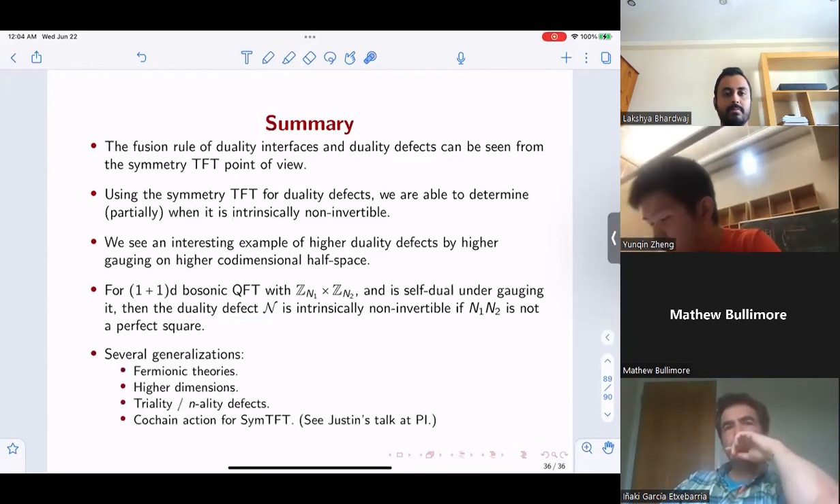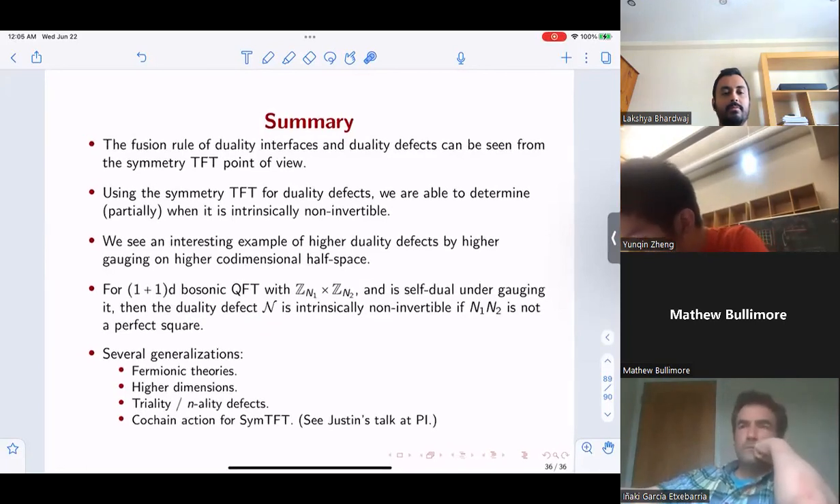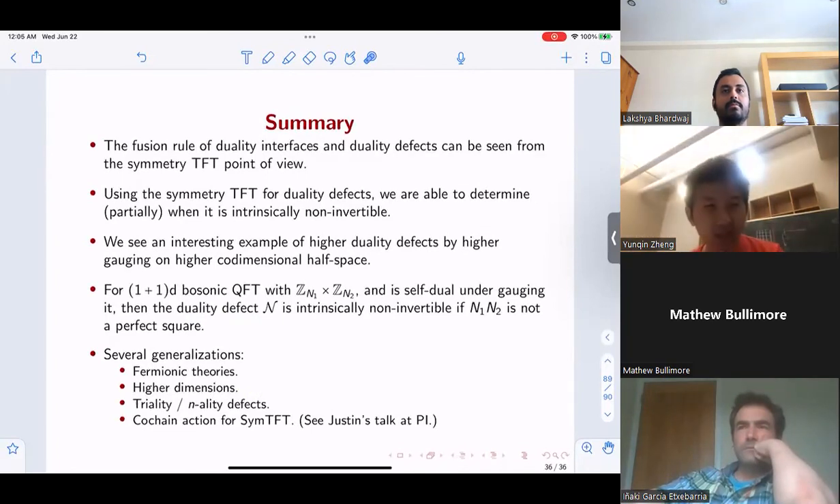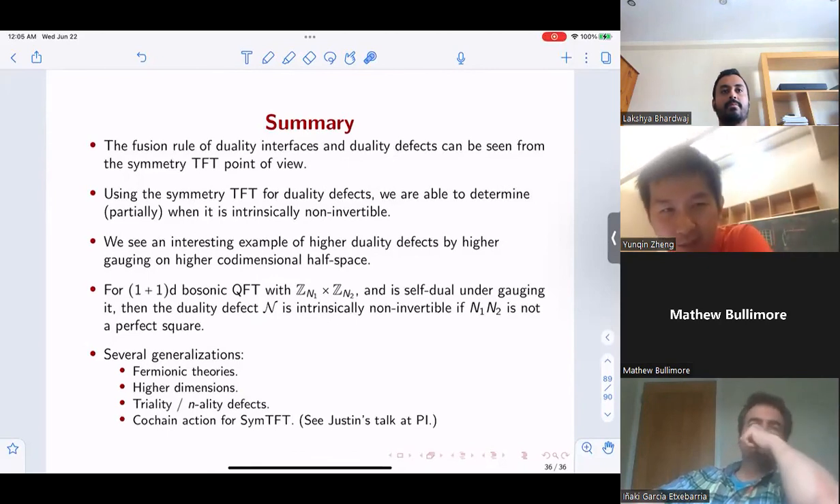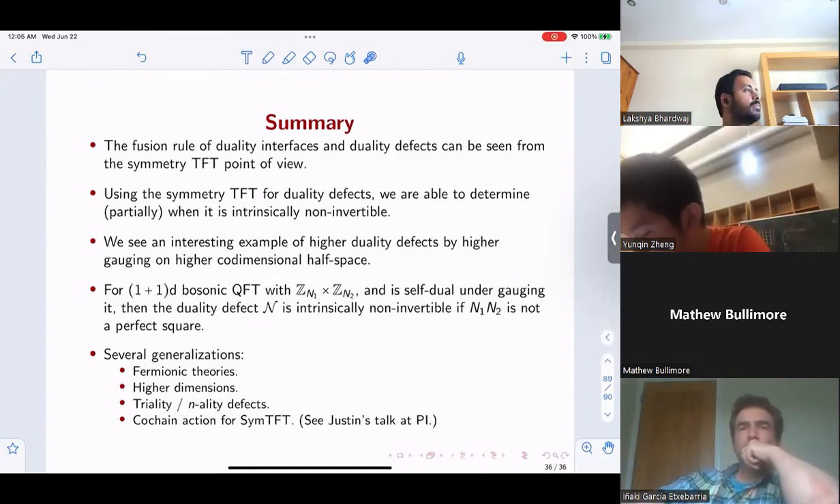There are several obvious generalizations. In this talk, I only discussed the bosonic series. Then how about the fermionic ones? I only talked about this simplest case where the dimension is 1+1, but it's obvious to ask what happens when the dimension is higher than 1+1, especially 3+1 duality defects in the 3+1 dimensional series. And I only discussed the duality defects. Then how about the chirality or non-invertible defects?